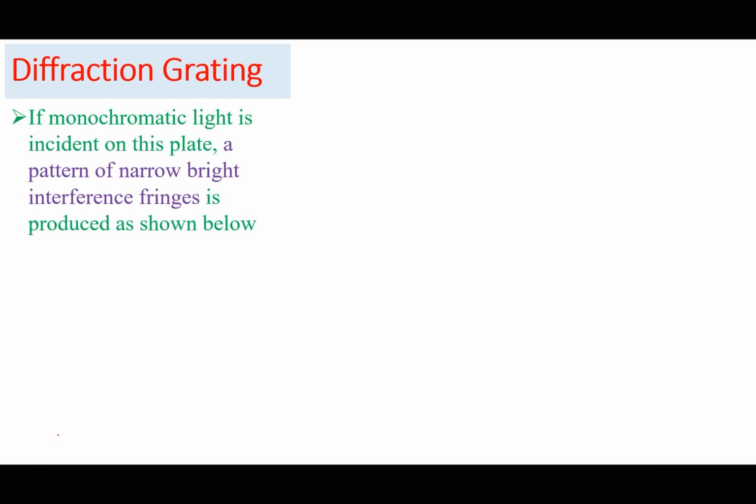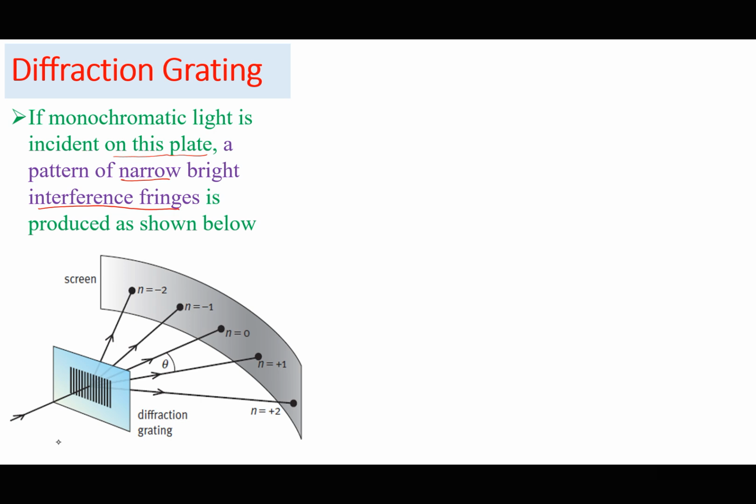So if monochromatic light is incident on that plate or on the diffraction grating, we are going to see a pattern of narrow, bright interference fringes. We have already seen interference in lesson 13 and 14. These ones are the ones which are visible on a darker background. So these interference patterns will appear on a screen if a screen is placed on the other side.